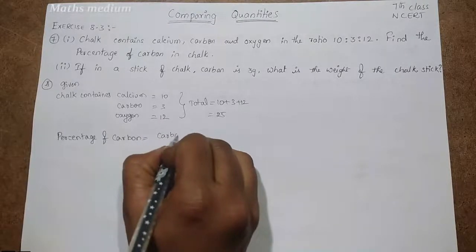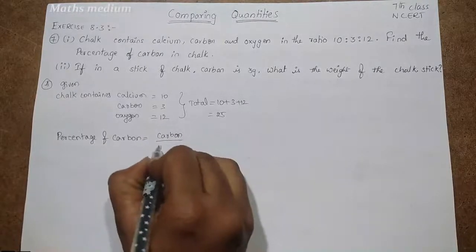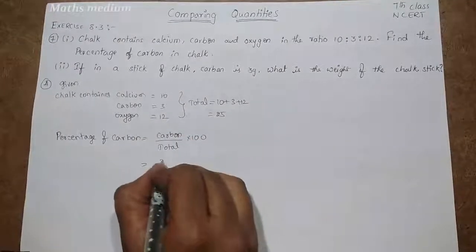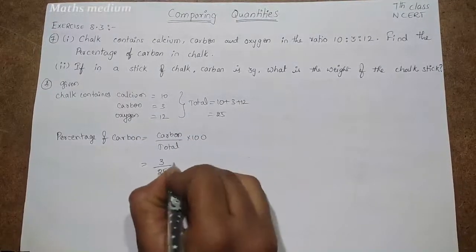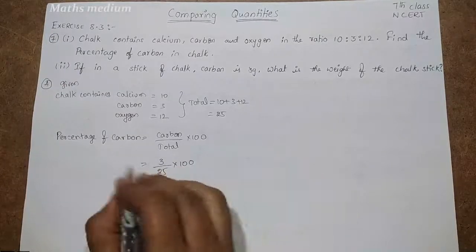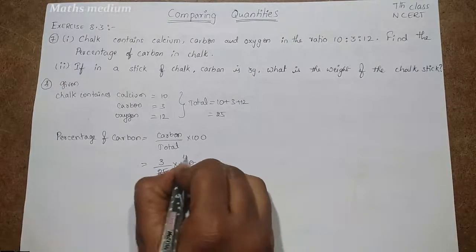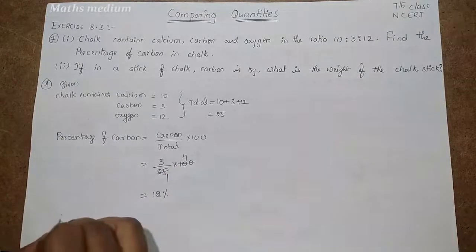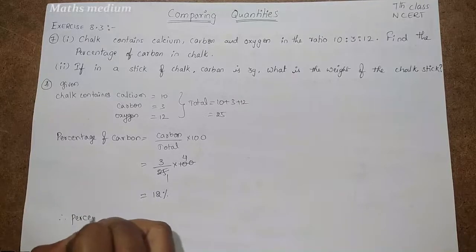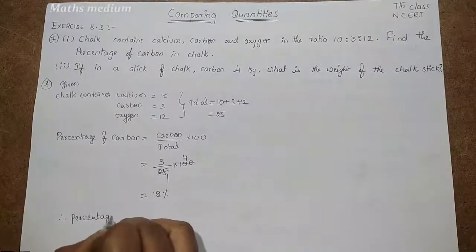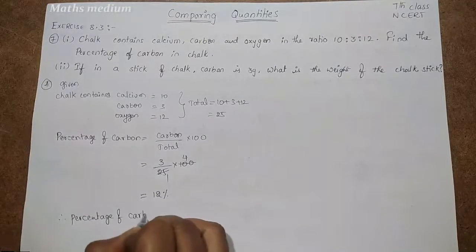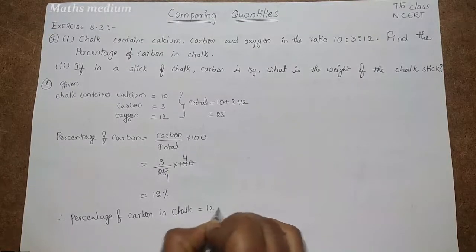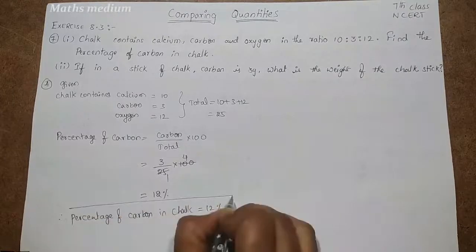Now percentage of carbon is carbon divided by total into 100. So carbon amount is 3, total is 25, into 100. Now apply simplification. 25 4s are 100, so 3 fours are 12. 12%. Therefore, percentage of carbon in chalk is equal to 12%. So this is the first answer.